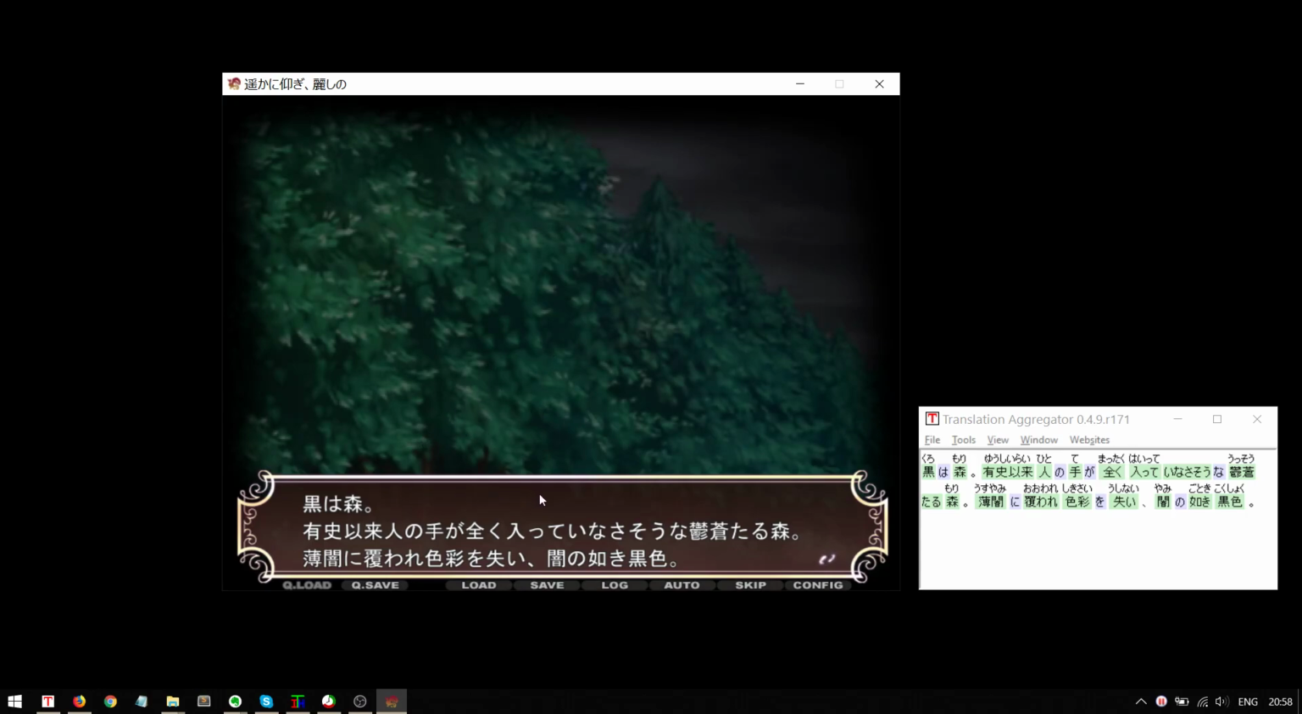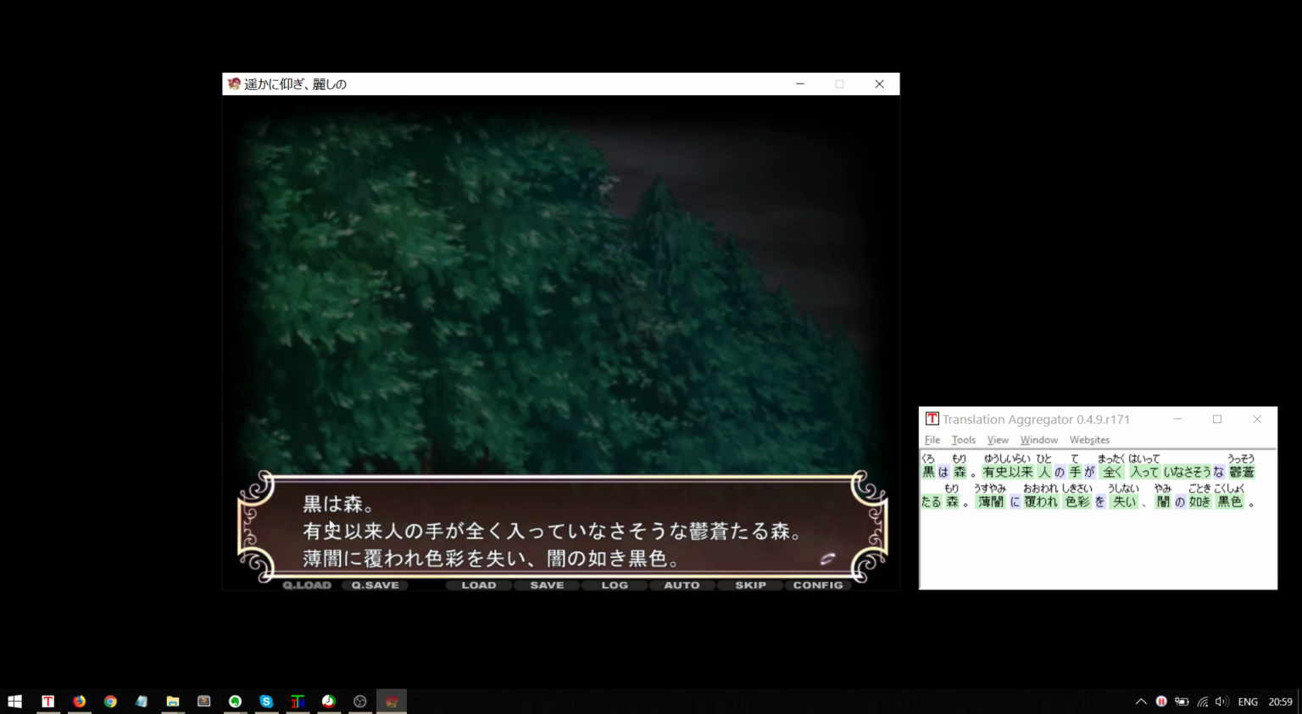Kuro wa mori. Yushi, I didn't even know this word. Yushi irai hito no te ga mattaku haitte inasasou na usso taru mori. Usuyami ni owareta shikisai o ushinai yami no gotoki kokushoku. Wow, this is one hell of a line. Yeah, this is a lot more difficult.